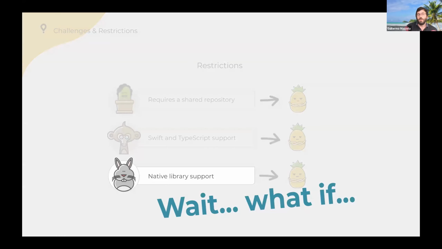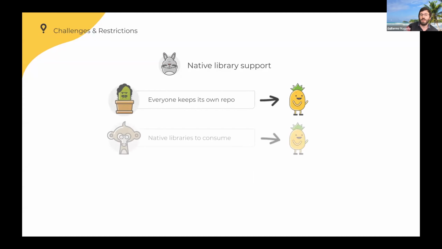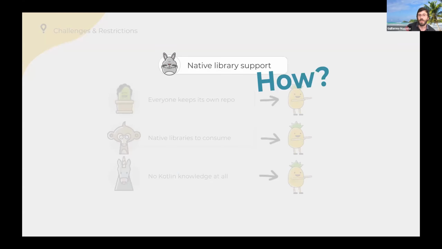So what if we do have native support from Kotlin Multiplatform? Let's assume there is a way to publish native libraries from Kotlin with Kotlin Multiplatform, everyone can keep its own repo because they will be consuming the native libraries that we produce. So they don't have to know that the library was written in Kotlin at all. For them, they will just be consuming a CocoaPod or an NPM library for web. So the question now is, how do we do that?